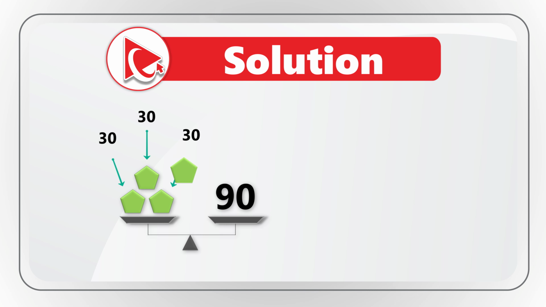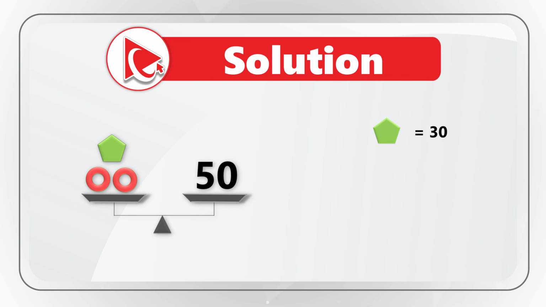Second scale contains 1 pentagon and then 2 bagels, and the combination of these shapes equals number 50. We already know the value of pentagon, which is 30. All we need to do is divide the remainder of the calculations 50 minus 30, which equals 20, by 2, because there are 2 bagels, and calculate the value of bagel, which is 10.